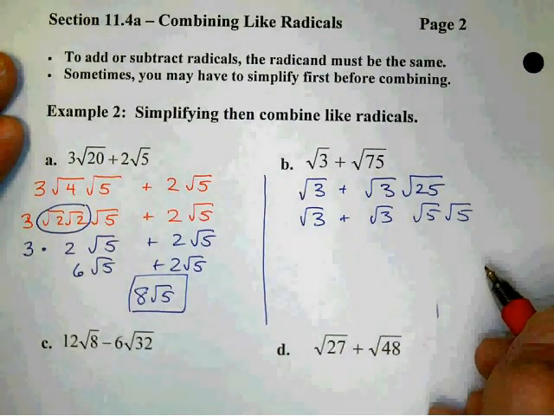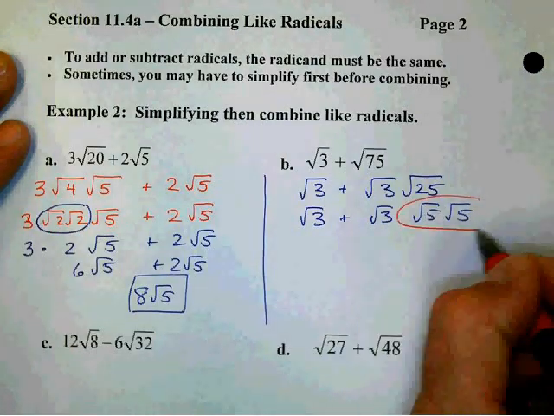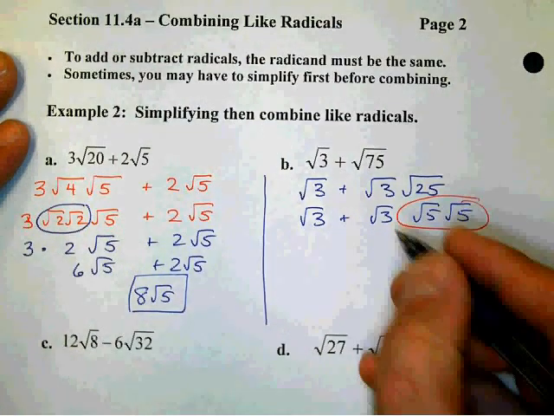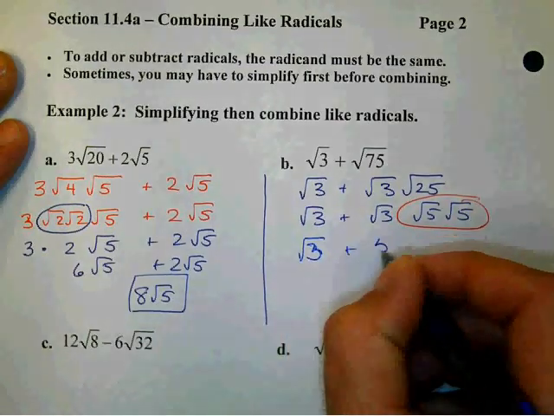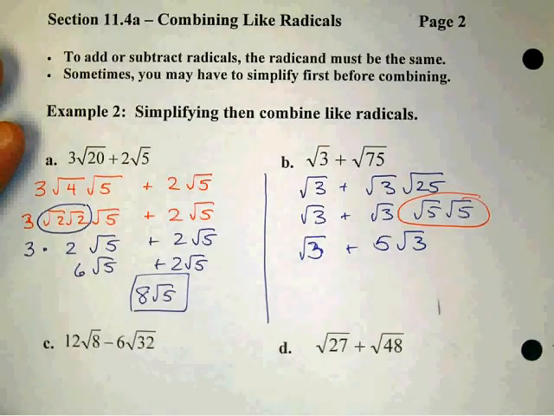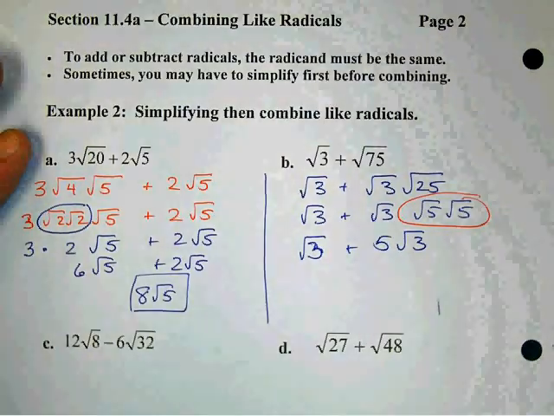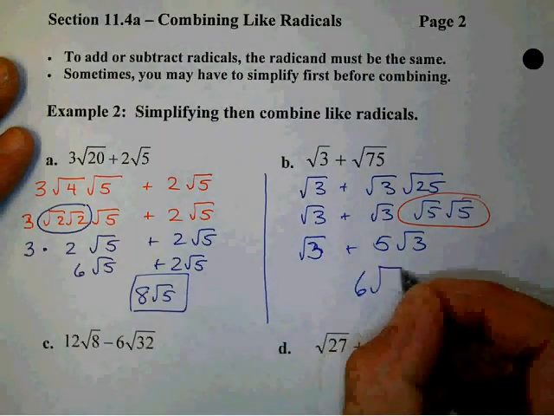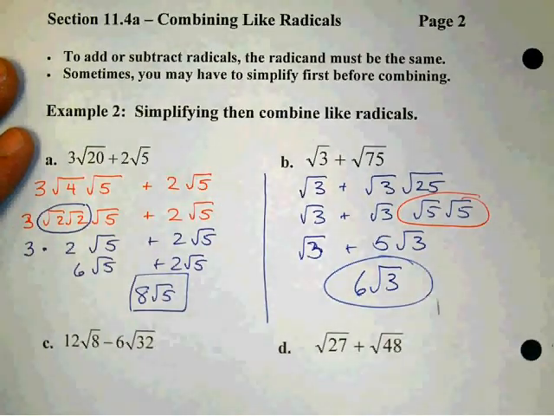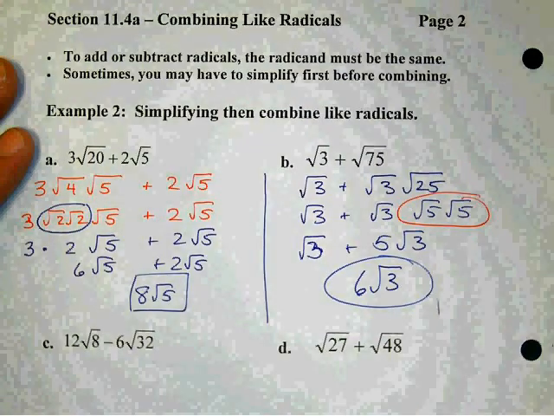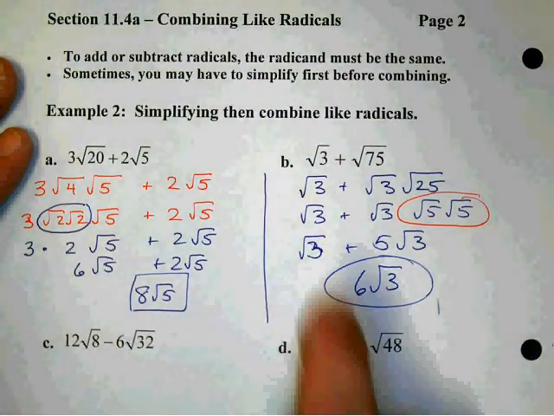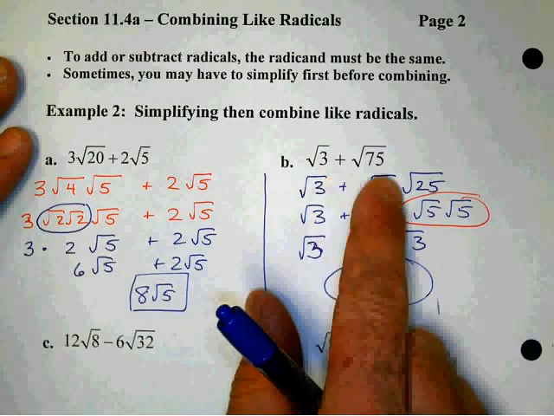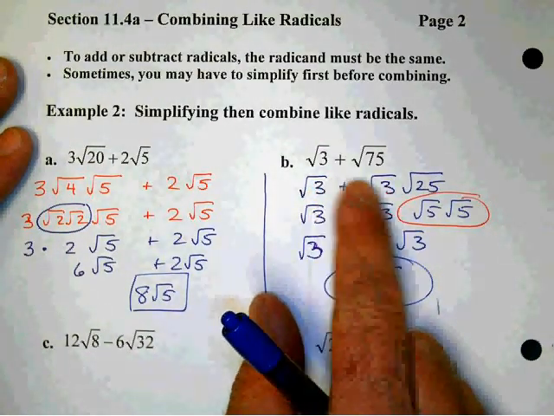Okay. So that becomes, whoops, I got it right here, 5 root 3. Justin, can you finish it for her? 6 root 3. Is this making sense? Break them down, then combine them. Why can you not combine these two? Not the same radicand. All right, moving down.